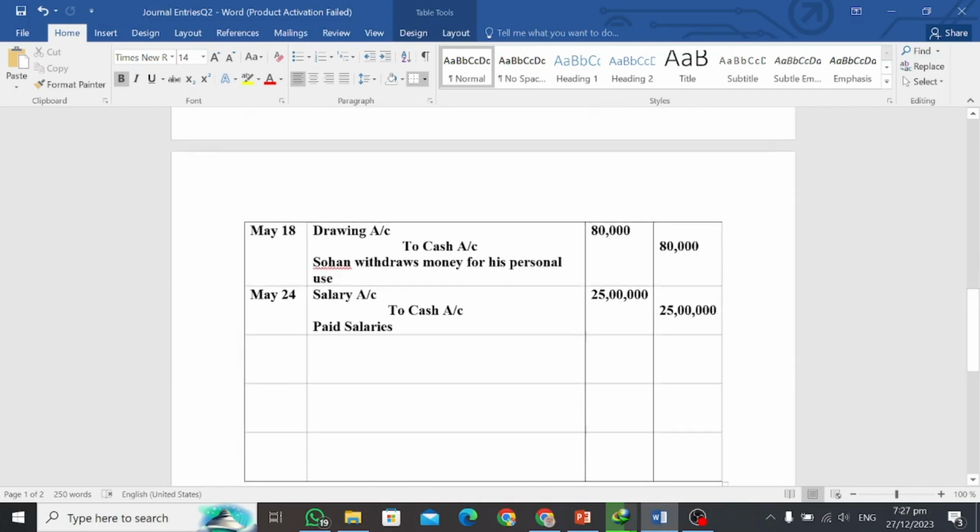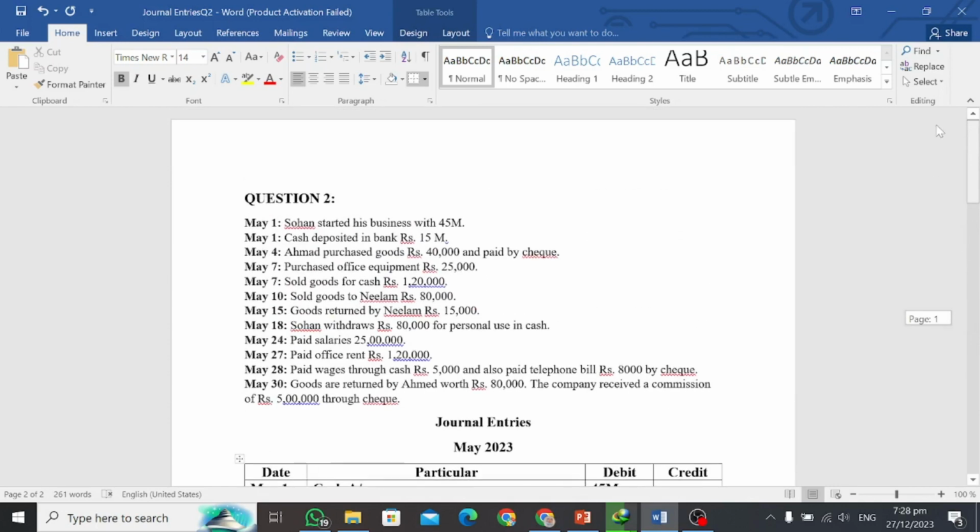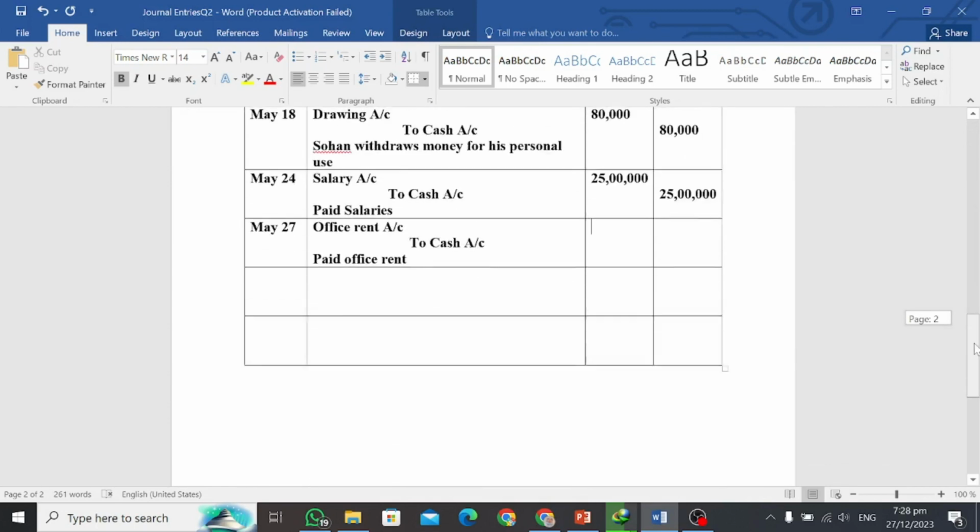On May 27, office rent account to cash account. Let's write a narration. Paid office rent rupees 1,20,000.